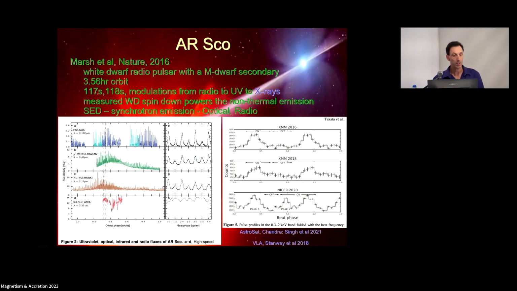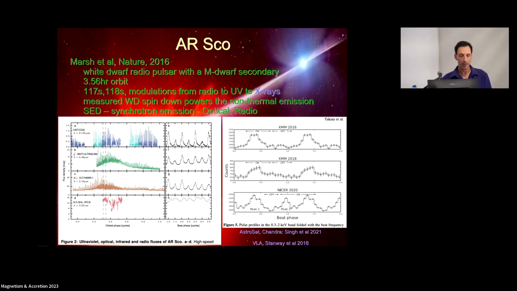So AR Sco is a white dwarf, M dwarf binary system. It has a 3.5 hour orbital period. And there are two other modulations in the photometry, one at 117 seconds and one at 118 seconds. The 117 seconds is thought to be the spin period of the white dwarf, and the 118 seconds is just the beat period between the spin and the orbital period. But that's where the similarity to cataclysmic variables stops, because there is no sign of accretion in this system at all.